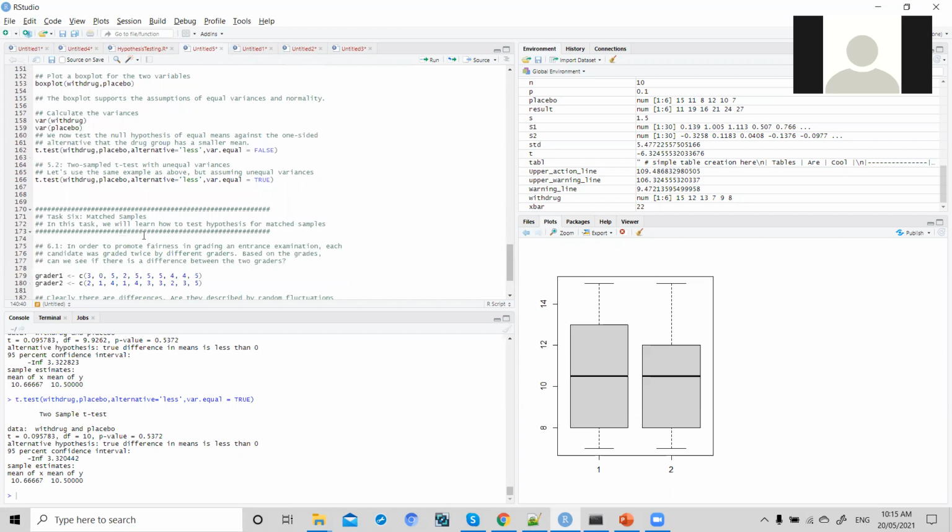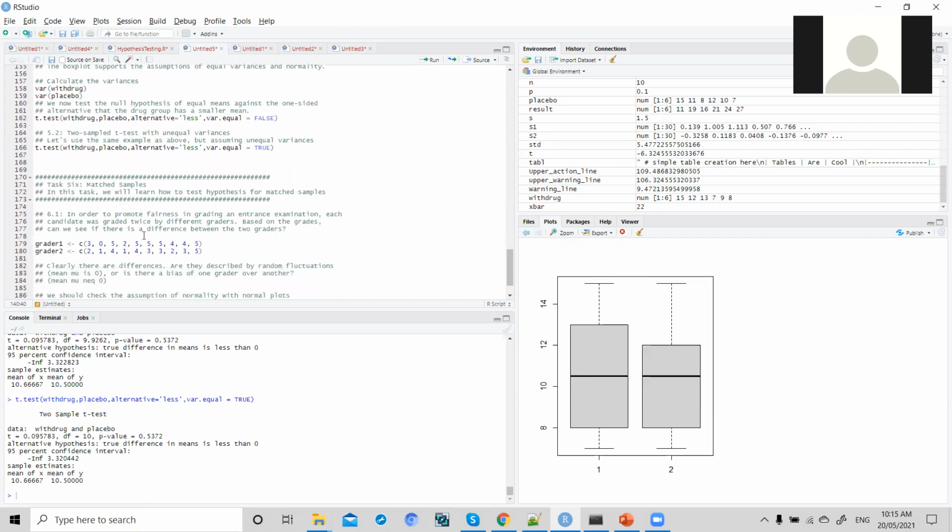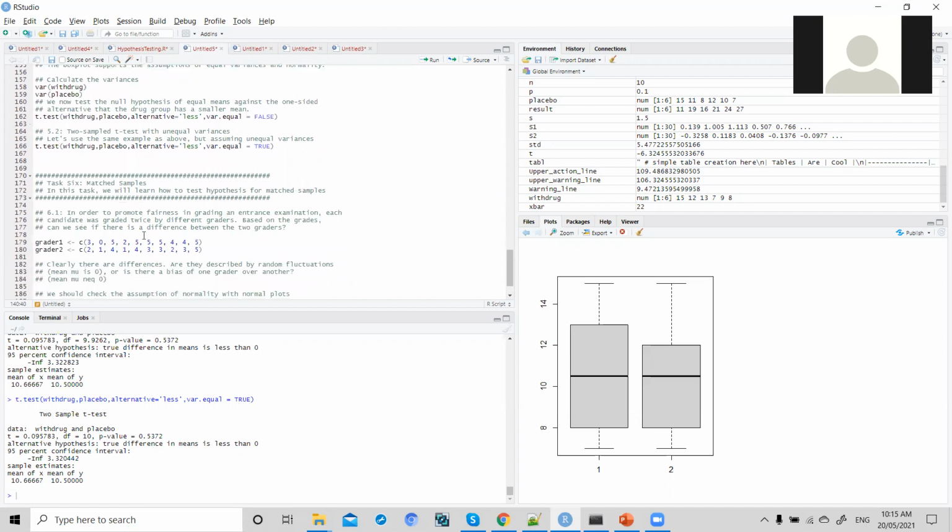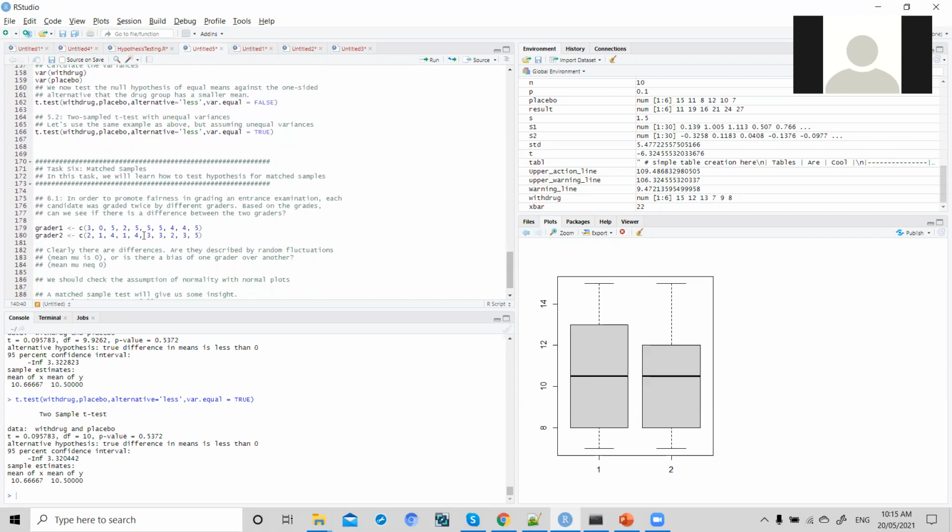Now the last one is this one, the paired test, like one data depends on the other. That is what we call paired testing. A matched sample means one data depending on the other. So for example, in order to promote fairness in grading an entrance examination, this candidate was graded twice by different graders.